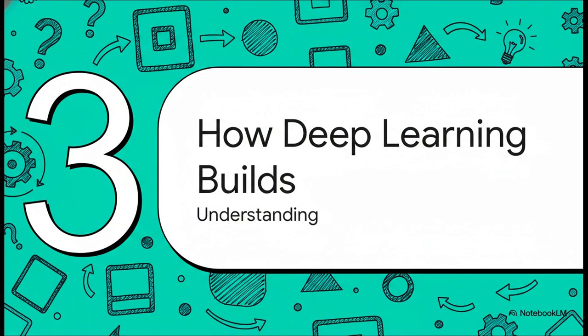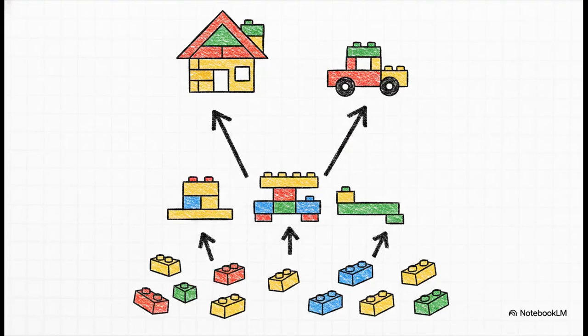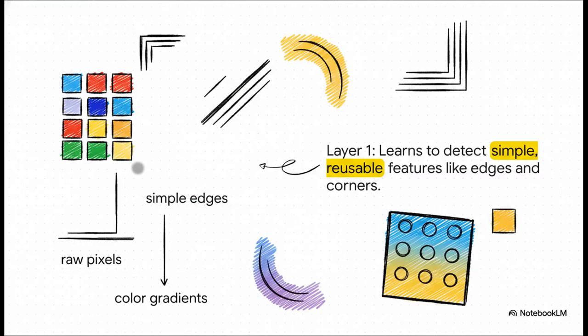All right, so we know what we want, this beautiful, disentangled representation. But how in the world do you get a machine to actually do it? Well, the tool that makes all this possible is something called a deep architecture. Honestly, the best way to think about it is like building with Legos. A deep learning model doesn't try to understand a whole complicated picture all at once. No way. Instead, it builds its understanding layer by layer, creating this hierarchy where simple little pieces get combined into bigger, more complex ones. So let's see how this actually works.